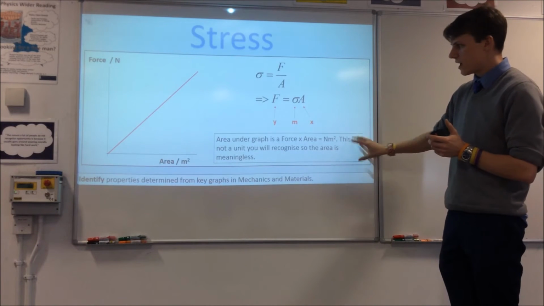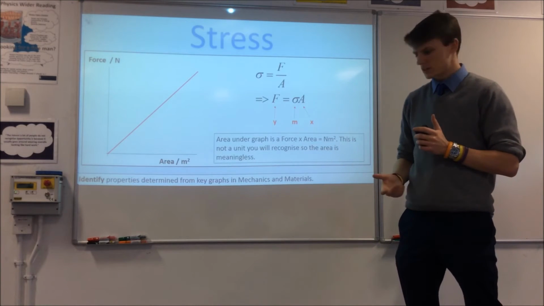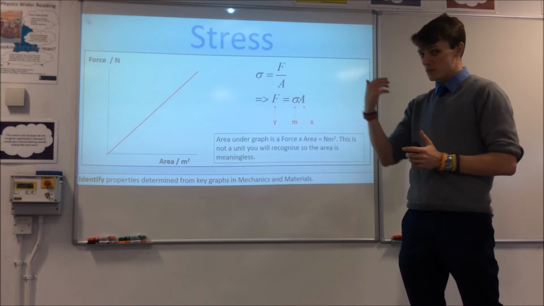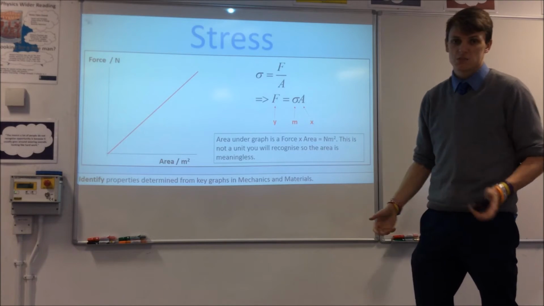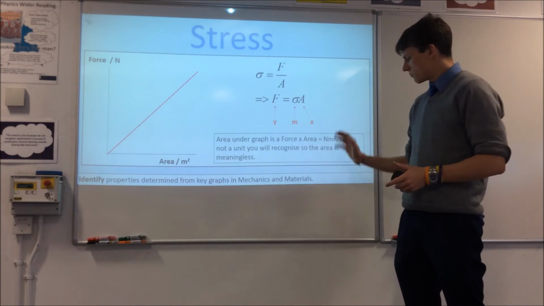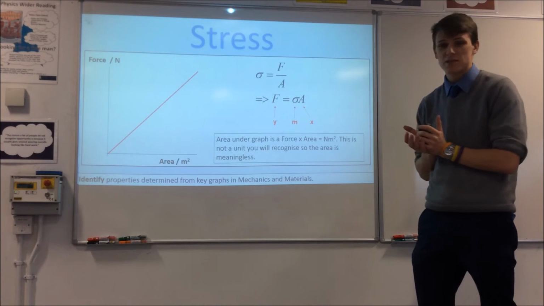In terms of the area under this graph, that would have the unit of newtons meters squared. Again, I've never heard of that. I've heard of newtons per meter squared, but newtons meter squared, I've never heard of that. If you have, please do let me know. But a bit of Googling and I did not find that anywhere. So again, the area is going to be fairly meaningless here.